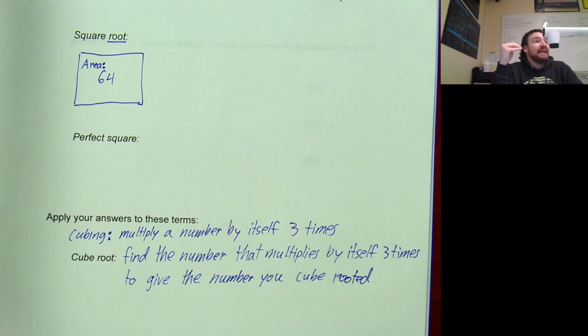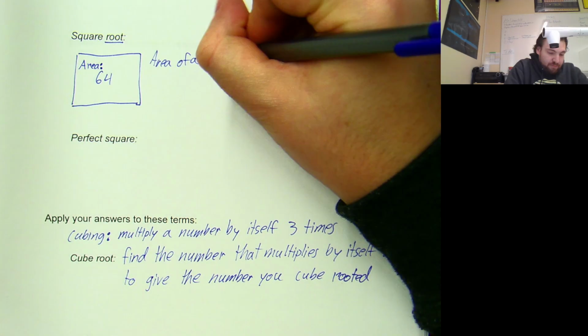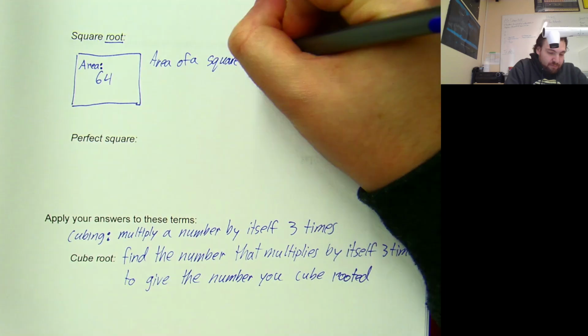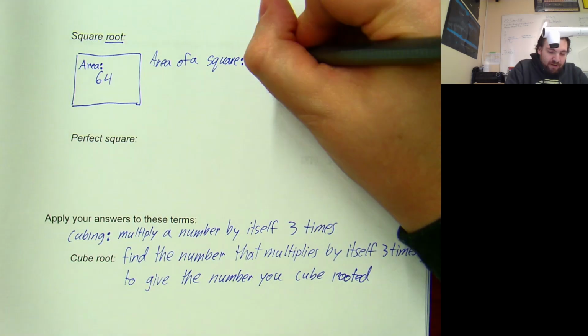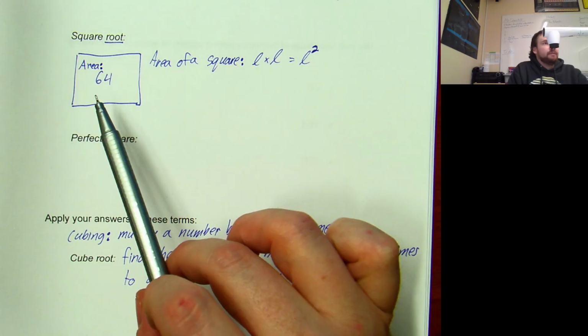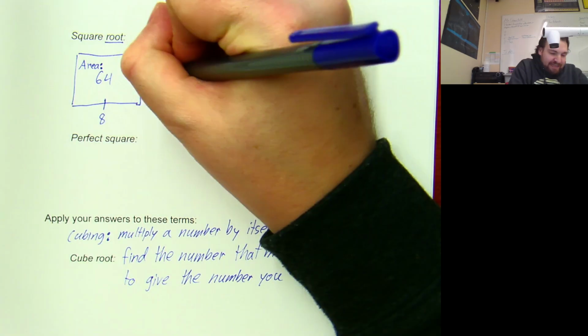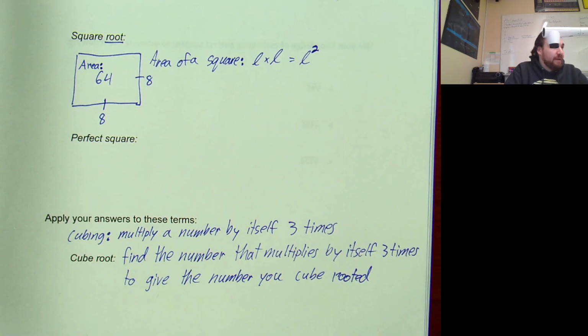Well, we know that the area of a square is the length times the length, which we also write as this. That's a length squared. So what number times itself gives you 64? 8. So they would say this side length is 8 and this side length is 8. So the root of this square, i.e. what is the side length that gives us this area, is 8.